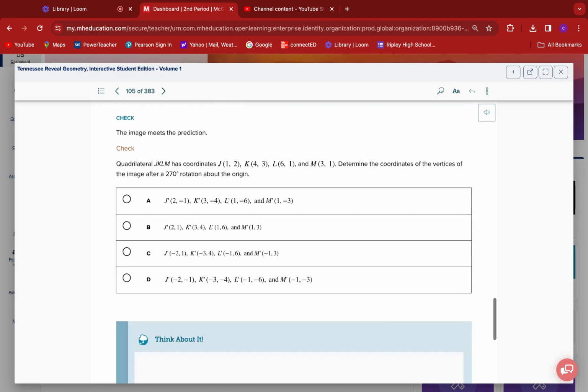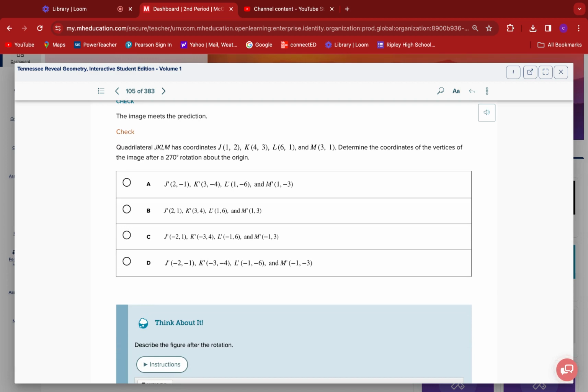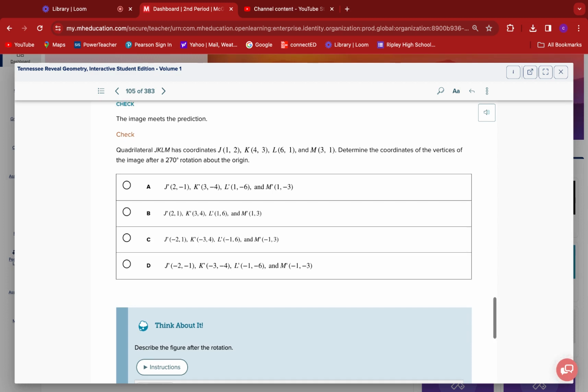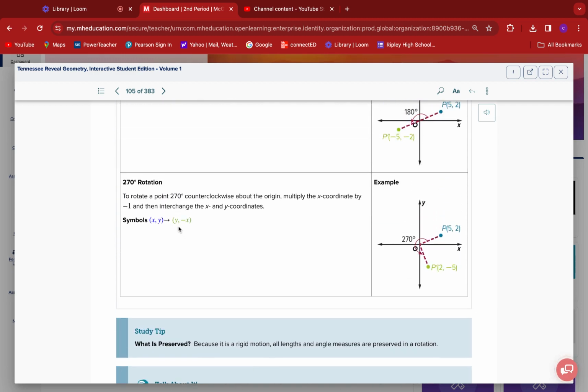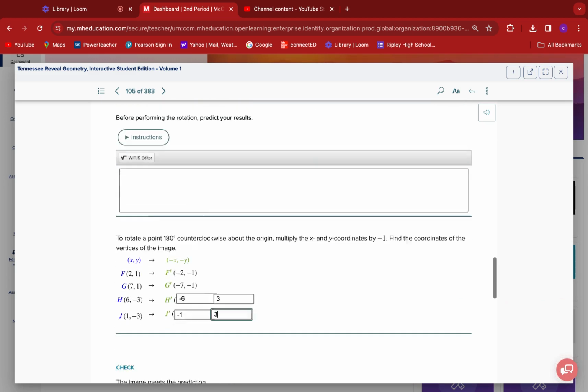All right, and last thing but not least is the check on page 102 before your practice. We got a quad. JKLM has vertices, blah, blah, blah. Determine the coordinates of the vertices after the image of 270 rotation about the origin. Okay, first off, see how it doesn't specify? 270 doesn't say counterclockwise or clockwise. When it doesn't say, they mean counterclockwise. Here is your cheat code. The X and the Y switch places. Whoop! And whatever X was, when it goes to the back, it changes signs.